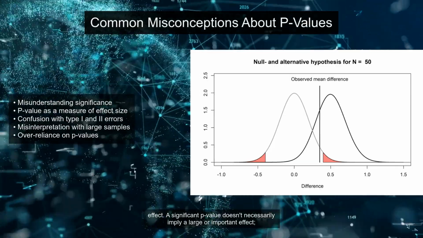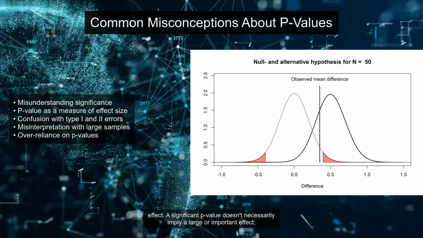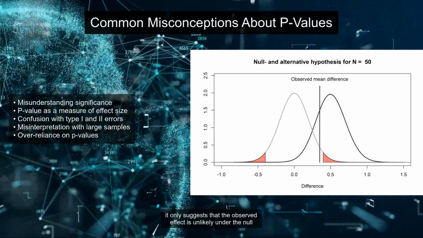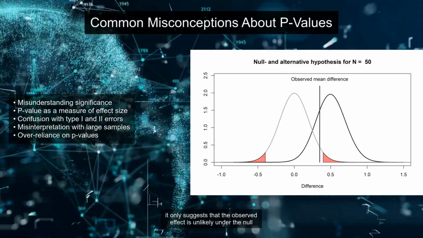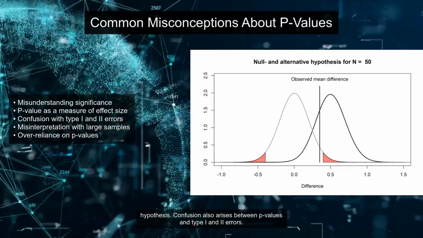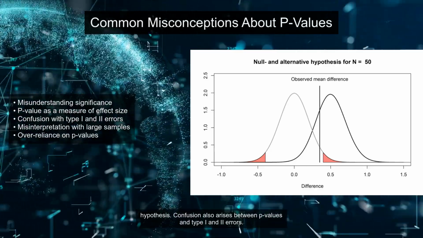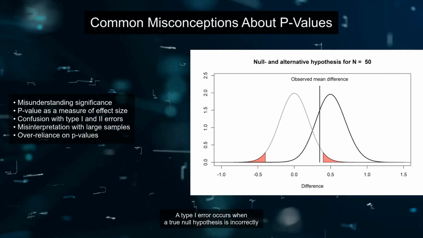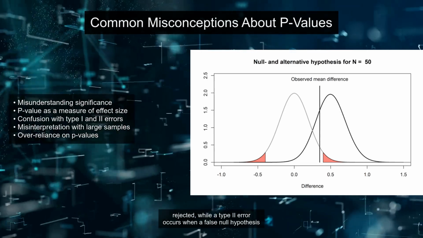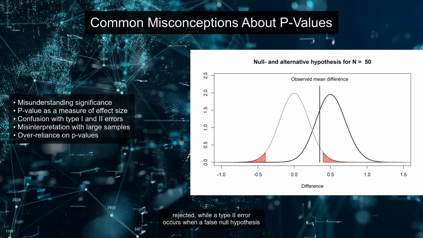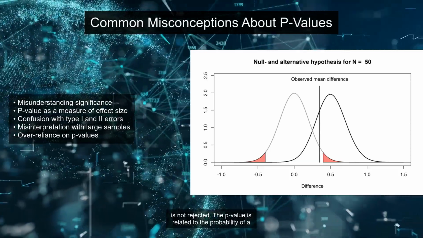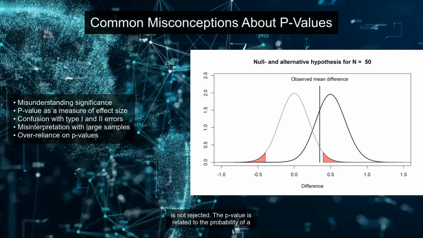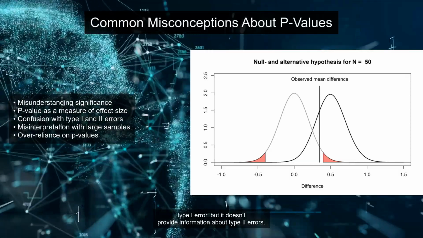A significant p-value doesn't necessarily imply a large or important effect, it only suggests that the observed effect is unlikely under the null hypothesis. Confusion also arises between p-values and type 1 and 2 errors. A type I error occurs when a true null hypothesis is incorrectly rejected, while a type 2 error occurs when a false null hypothesis is not rejected. The p-value is related to the probability of a type I error, but it doesn't provide information about type 2 errors.